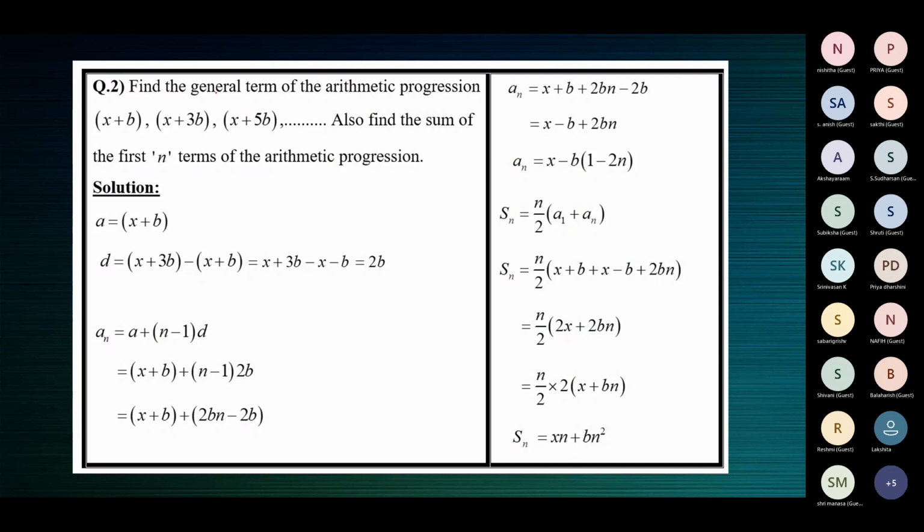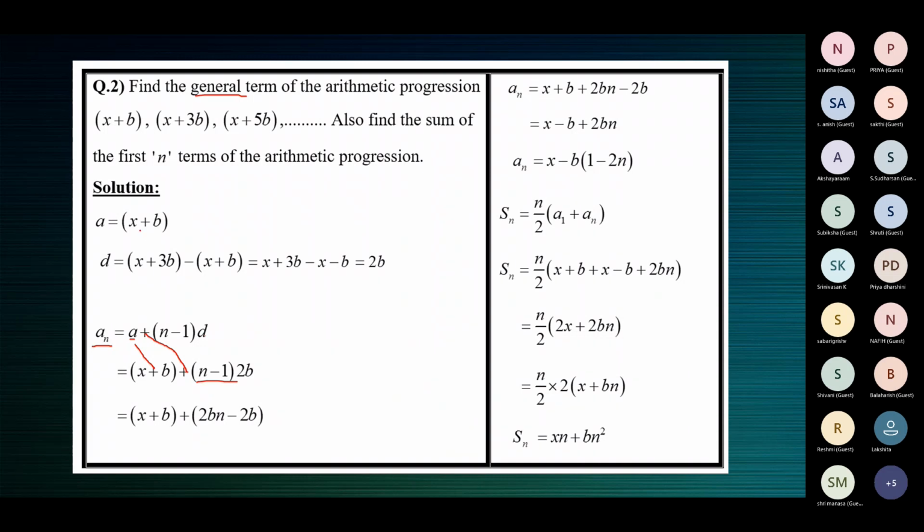General term means we'll have to find An. So n will remain n. See here, we have substituted for the first term. What is the first term? x plus b. Plus, don't forget the plus sign, plus n minus 1, n is n only, n minus 1 into d.